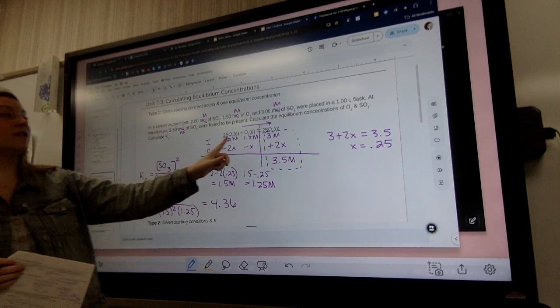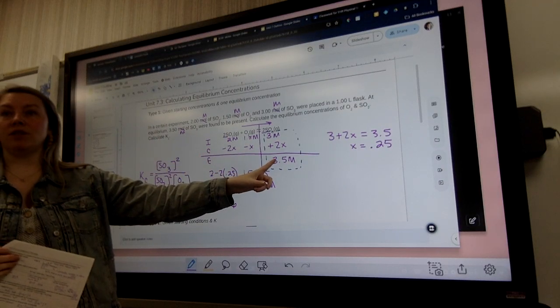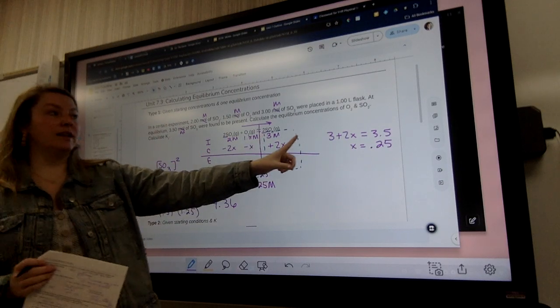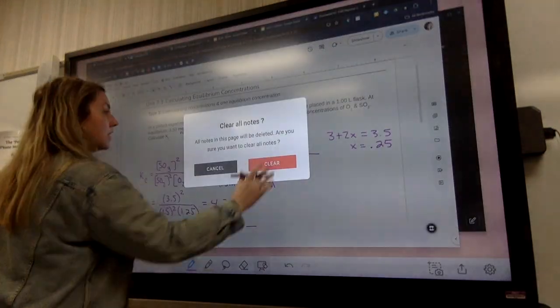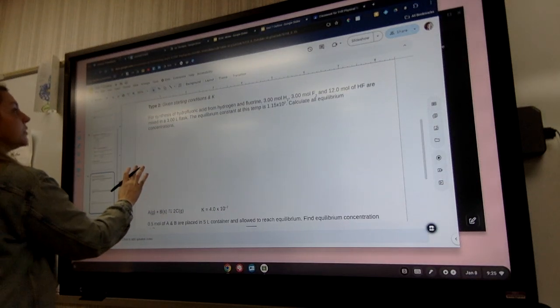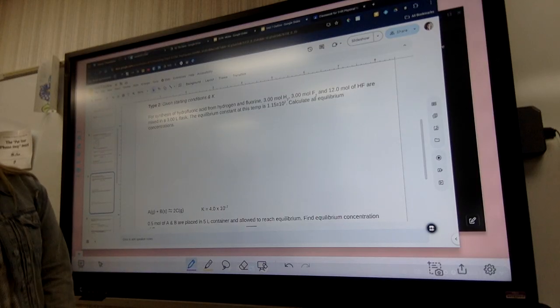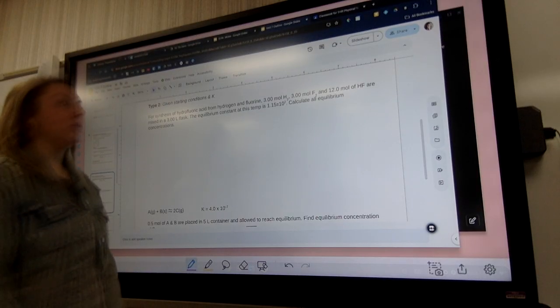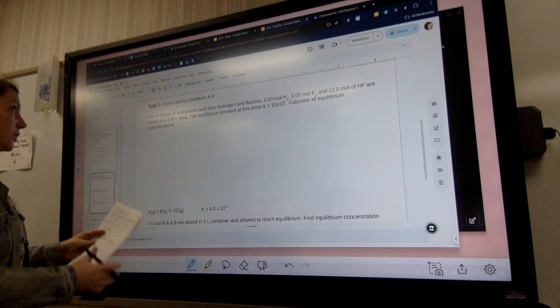So we were given the starting conditions for all of them. We're given the end concentration for one of them. We can do basically an algebraic expression to solve for x. Okay, for the next one, for type 2, we're given starting conditions and K. So we're not given a final condition. We have to use our K value to help us solve back through that.